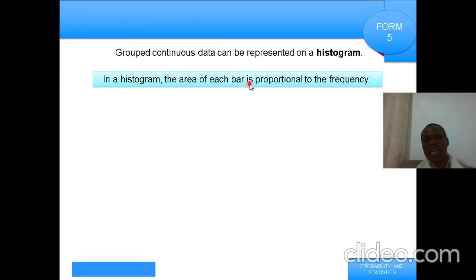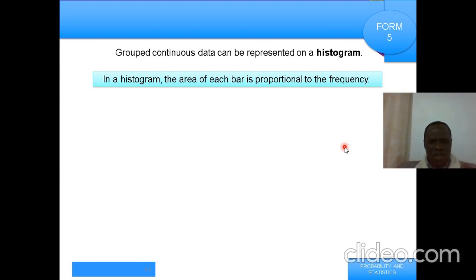In a histogram, the area of each bar is proportional to the frequency. So there will be a bar, and the area of that bar is the frequency represented by that bar. All right. Now, if the area of the bar is the frequency, then the y-axis, which is always the frequency, will not be the frequency anymore. The x-axis will continue being what it has always been, but the y-axis will change.